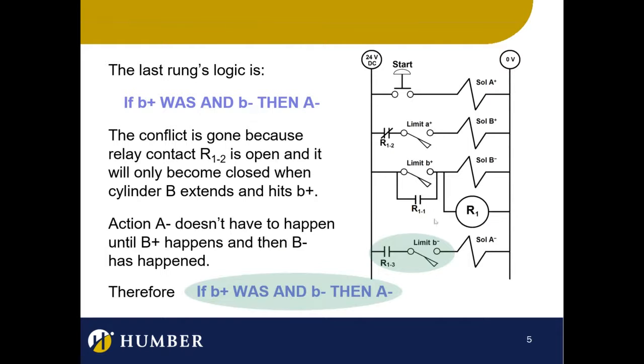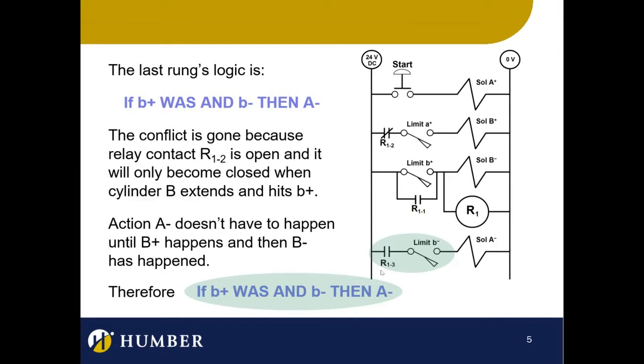So now, what's going on is that if you walked up to this contact and asked, hey, R1-3, limit B, is cylinder B extended right now? If it's closed, it can tell you only one thing. It can say, I can tell you that it was extended, but I can't tell you if it is extended, because this is a memory latch. It's holding on to the memory of the event of the cylinder extending.